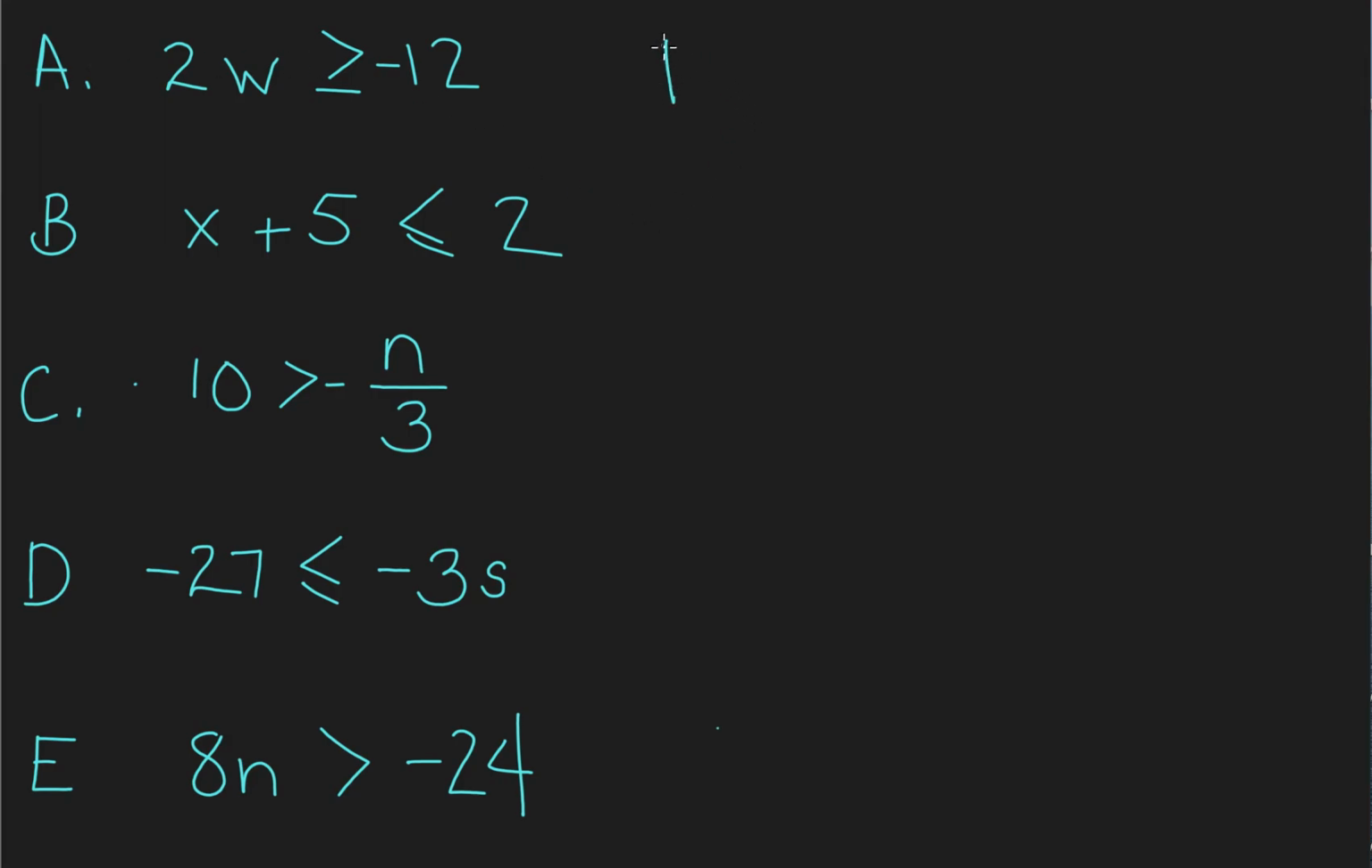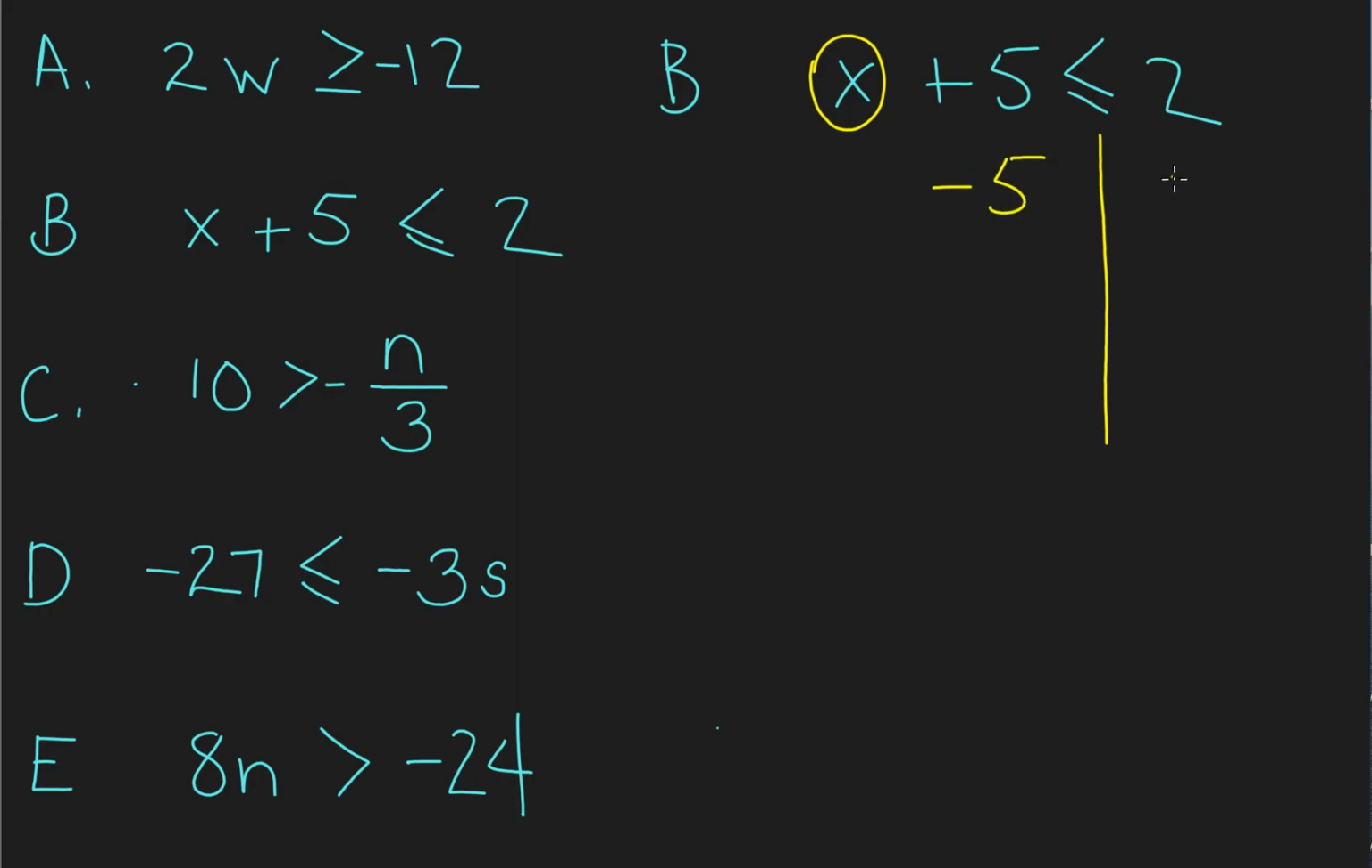Next one is B. So we get our x plus 5 is less than or equal to 2. I'm trying to isolate my x, so I break the problem in two parts. Remember my goal. And what I'm going to do is do the opposite of plus 5. So that would be a minus 5. Now remember, plus and minus is not our special case. So all we have to do is isolate that x, perform the operation. 2 minus 5 gives me negative 3. And plus or minus, we keep the inequality sign the same.